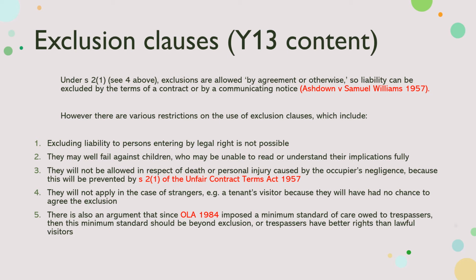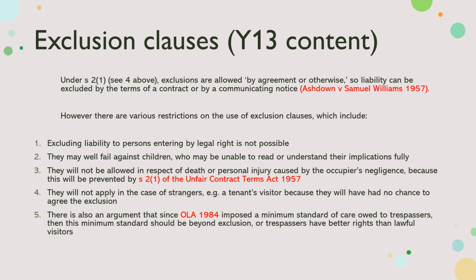We need also to consider Section 2(1) of the Unfair Contract Terms Act, which limits how they can be used for death and personal injury. They won't apply in the case of strangers, so if a stranger doesn't know, he's not connected to the contract, then he won't know. But there's also an argument that since the Occupiers Liability Act of 1984 imposed a minimum standard of care to trespassers, then this minimum standard should also apply here at the very least, so exclusion clauses can be very limited in their effect.